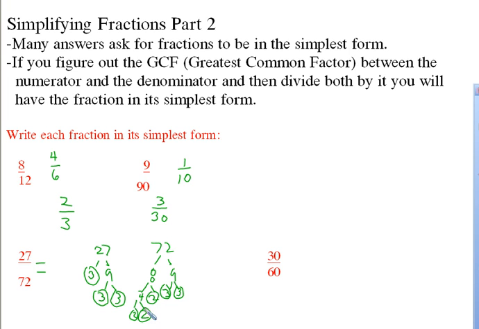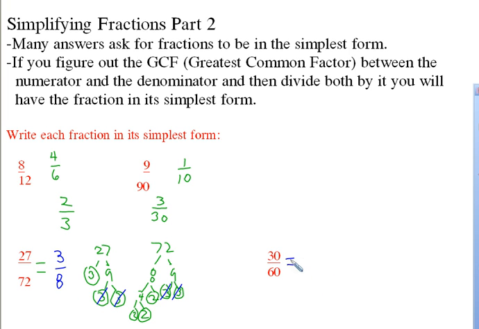And what factors do they share? Well, they share 3 and 3. That's it, because if you look closely, well, 1, 3, and then another 3. Those are the only factors they share. So we can only use those. So that's going to be 3 times 3, which is 9. So divide both the top and bottom by 9. That's our greatest common factor, and we end up with 3 over 8. And there are no factors that those two share.